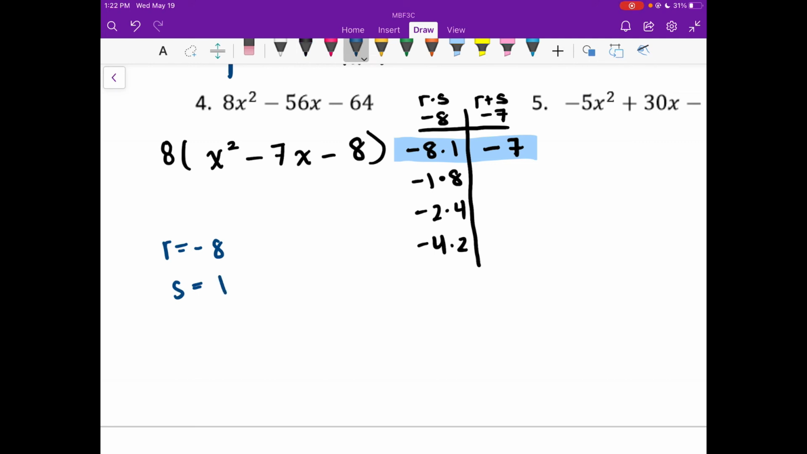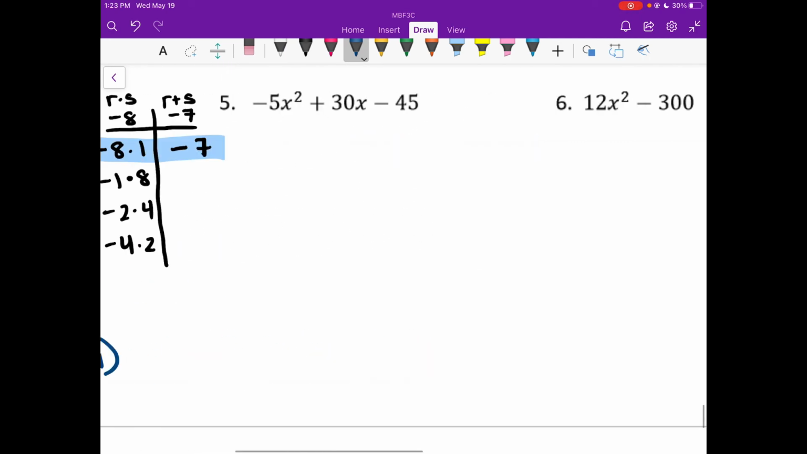So I'm just going to say, okay, 8. And then I'm going to replace that trinomial with x minus 8, x plus 1. Sorry, I'm just going to write it at the bottom. It's a little cleaner. 8. And just make sure you remember to leave the 8 out in the front as well.